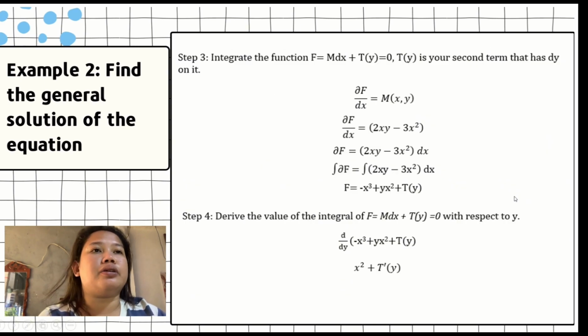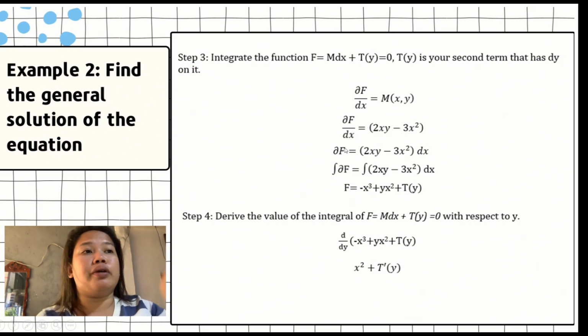Step 3 would be to integrate the function f equals the integral of M dx plus t of y equals 0. So the partial derivative of f with respect to x is equal to M(x, y). So we have here, we all know that our M(x, y), or M dx, is equal to 2xy minus 3x squared. So we have here the partial derivative.